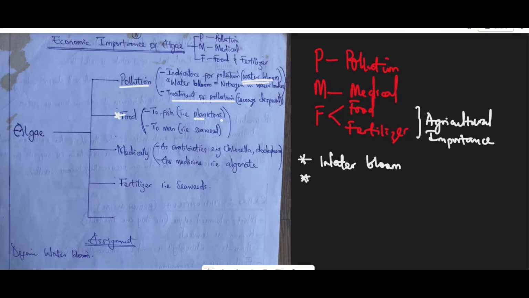The next is food. Certain algae like planktons serve as food to fishes and to man. Seaweeds are a form of food to man. Now, medically, how are algae used? Medical importance. So, algae like chlorella, which is an example of chlorophyceae under the order Chlorococcales, have importance in the production of antibiotics. And the next is that they can serve as medicine. Medicine like alginates. Alginates is a medicine. And the last thing is that they serve as fertilizer. That is, the seaweeds are a kind of fertilizer.